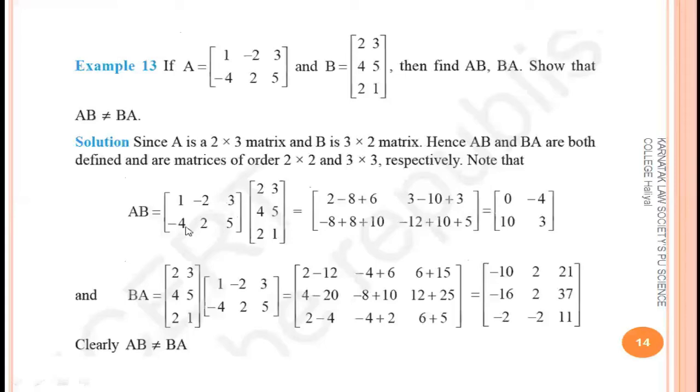First row over. Now second row, first column. Minus 4 into 2, that is minus 8. 2 4s are 8 and 5 2s are 10. For the second row, second column: minus 4 into 3, that is minus 12, 5 2s are 10 and 5 1s are 5. We'll get the required result here. That is 0, minus 4, 10 and 3.